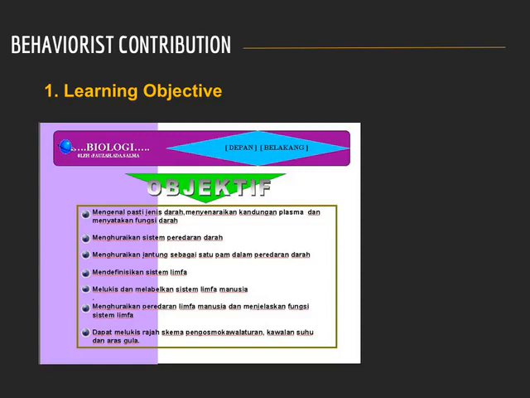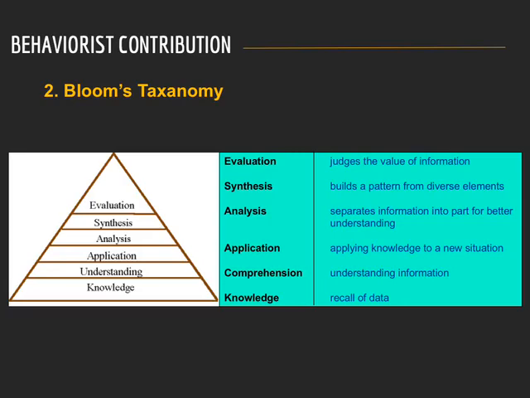Moving on to the behaviorism learning theory contribution, the three most popular contributions from this theory is the formulation of the course content objectives. The second contribution is the emergence of Bloom's taxonomy, where on the right side of the table are the keywords used to formulate the course content objectives. An example, at the end of the course, students will be able to understand, to apply, to choose, or to identify.